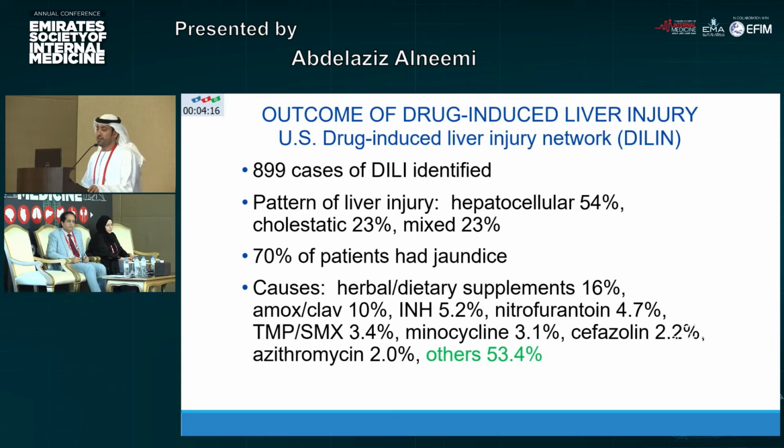Outcome of drug-induced liver injury. This is a study which looked at 899 cases of DILI identified. Pattern of liver injury: 45% had hepatocellular pattern, 23% had cholestatic pattern, and 23% had mixed. 70% of patients had jaundice. Causes were identified differently: herbal dietary supplements in 16%, Augmentin 10%, INH 5.2%. And you can see here the rest of the medications which cause different percentages, and other medications account for about half of them.